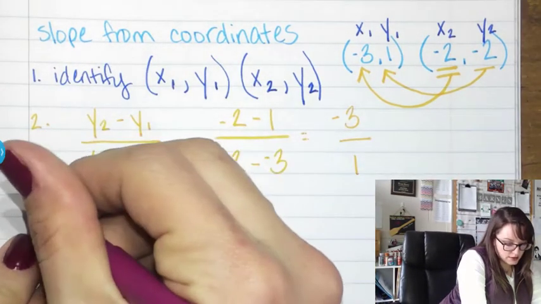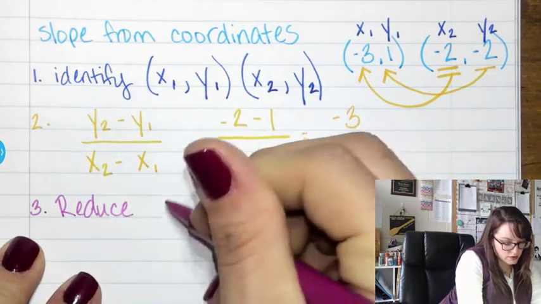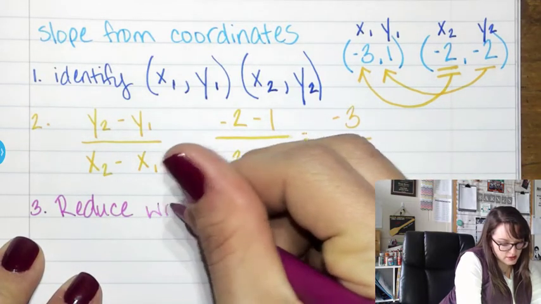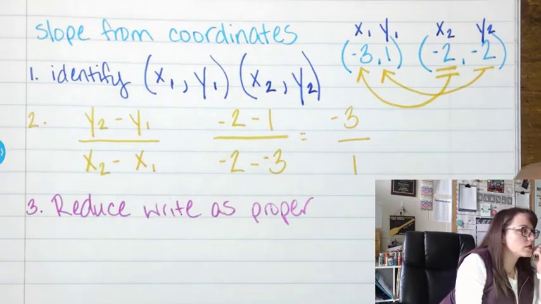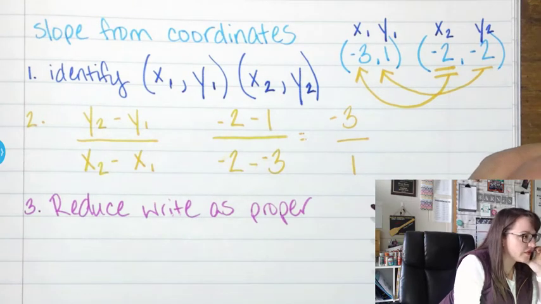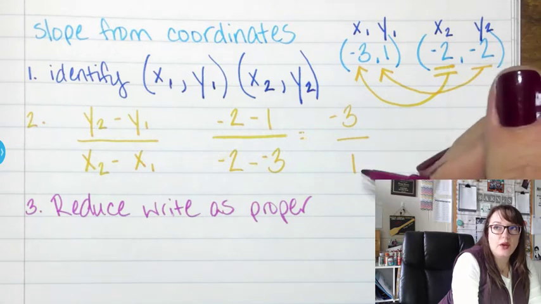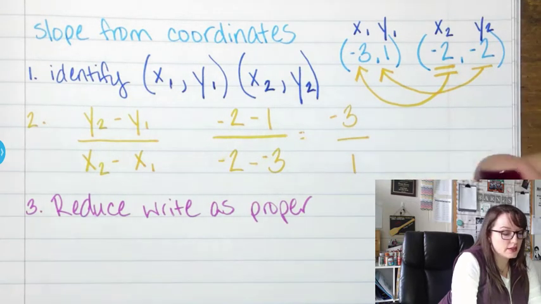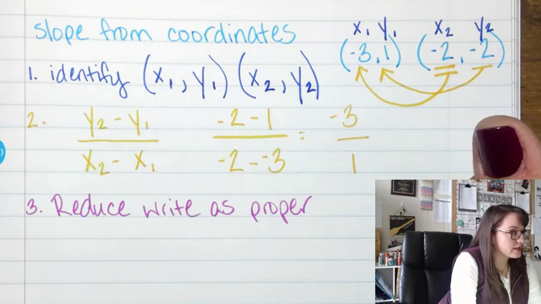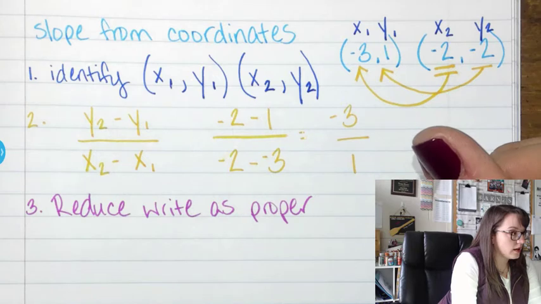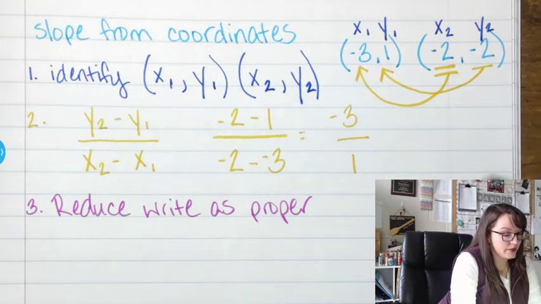Step 3, we need to reduce and write as proper. Don't make them decimals. If you get 1/4, leave it 1/4. But negative 3 divided by 1 is what? What is negative 3 divided by 1? Negative 3. Not a trick. Negative 3. This is slope.